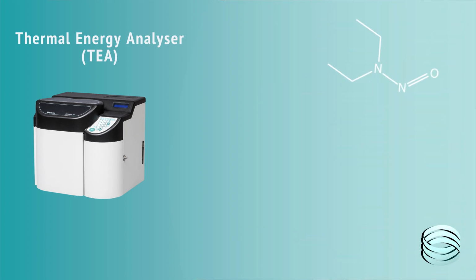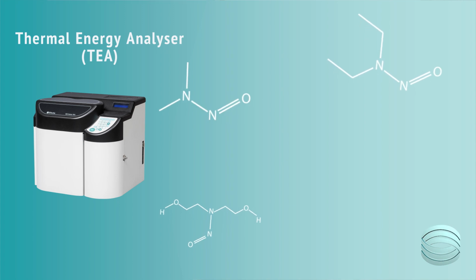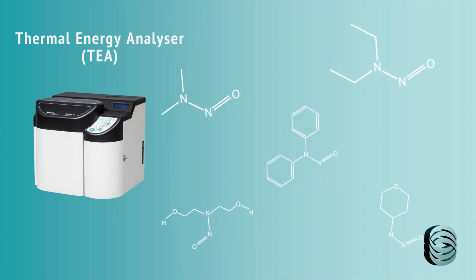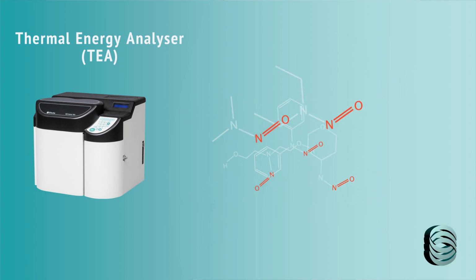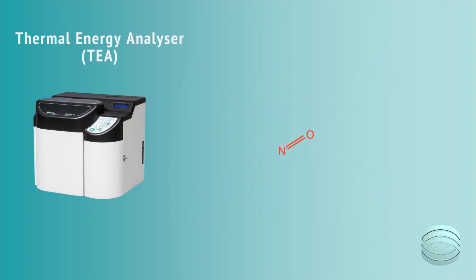Unlike mass spec, which identifies compounds on their full molecular structure, the TEA works by detecting something all nitrosamines have in common, the NO group. This fundamental difference makes it one of the most selective and sensitive tools available for nitrosamine detection.